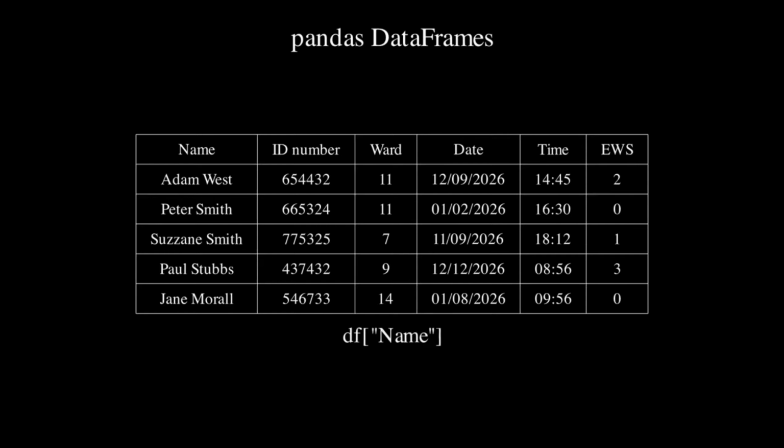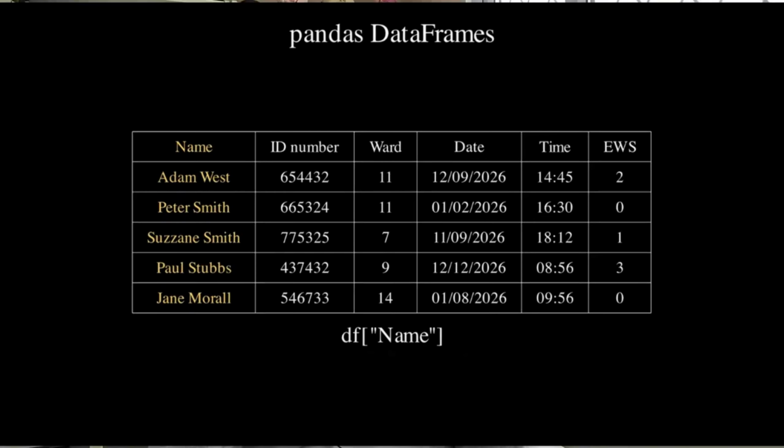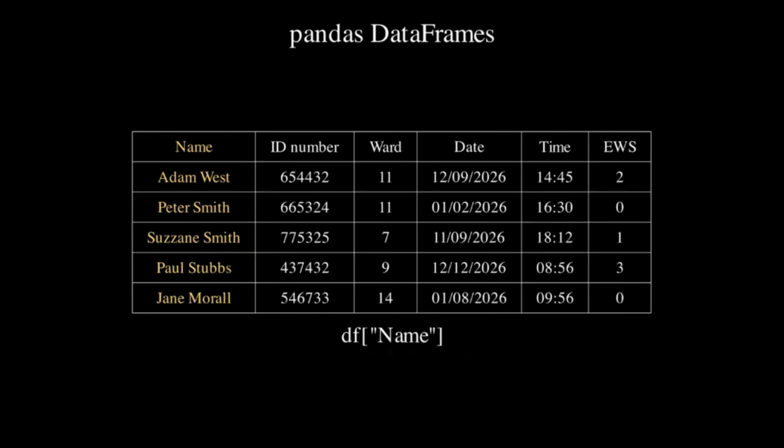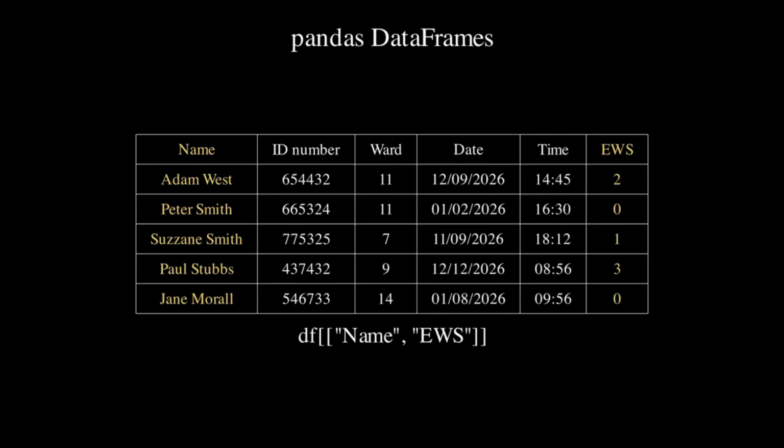We can access individual columns in a data frame much like we can access data in a dictionary by using a key. So in the square brackets and in quotation marks we include the name of the column that we want to reference, in this case the name column. This will return all of the items in that column. We can also select multiple columns, so we use a double set of square brackets and separate each of the column names by a comma. In this example we're returning the name column and the early warning score column.